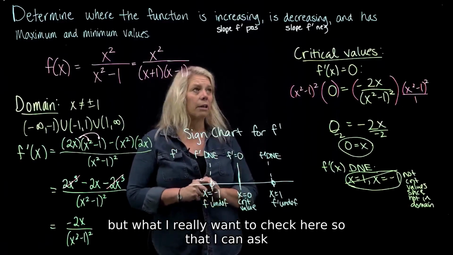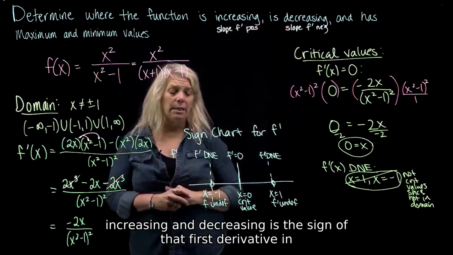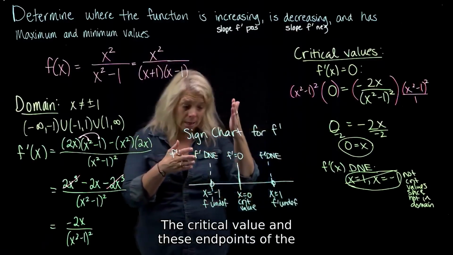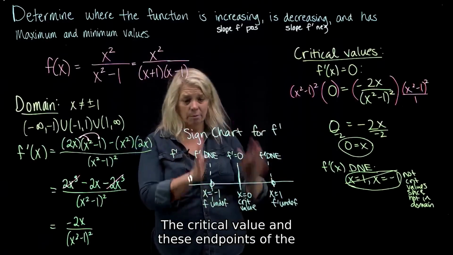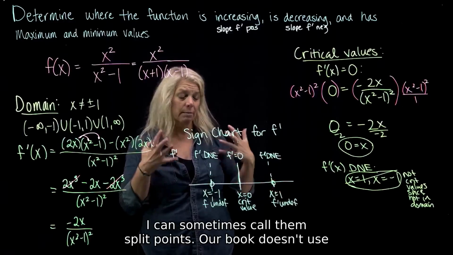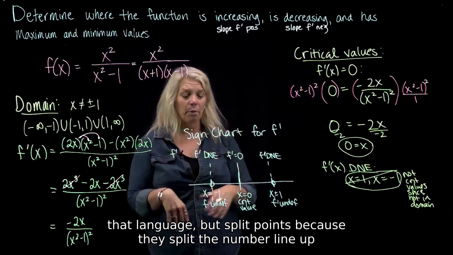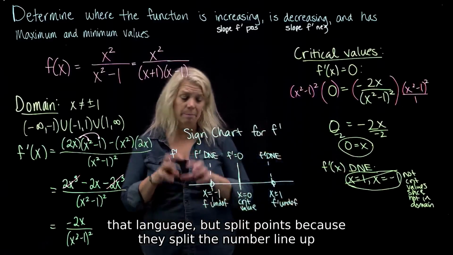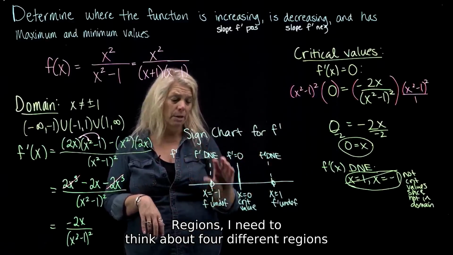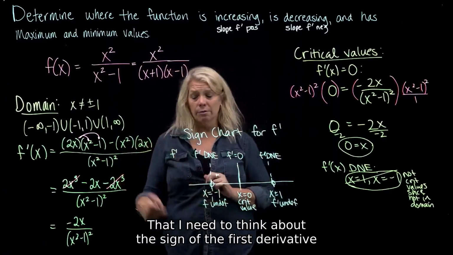Okay, but what I really want to check here so that I can answer this question about increasing and decreasing is the sign of that first derivative in these regions between. So the critical value and these endpoints of the domain have split the number line into regions. I sometimes call them split points. Our book doesn't use that language, but split points because they split the number line up. So I have 4 different regions that I need to think about the sign of the first derivative.